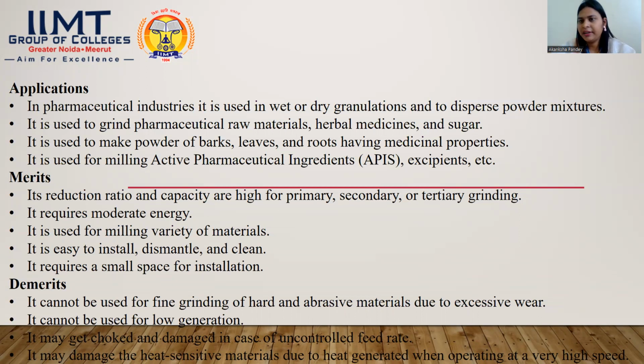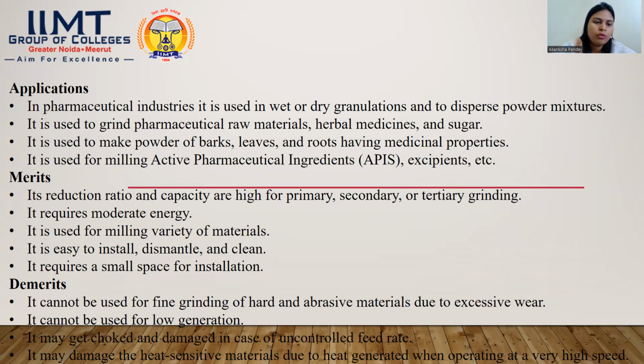Okay, it has very good merits. Firstly, it has the capacity for three kinds of grinding: primary, secondary, and tertiary. If the particles we are going to grind are very delicate, we can just run it on primary. If we need a harder process, then we can go through the secondary or tertiary grinding. Second, it can be easily installed, handled, and cleaned, and it needs very small space for installation. So these are the basic advantages of this mill.